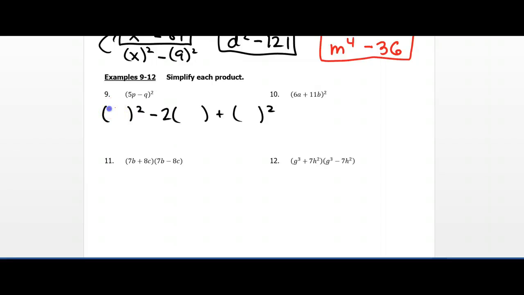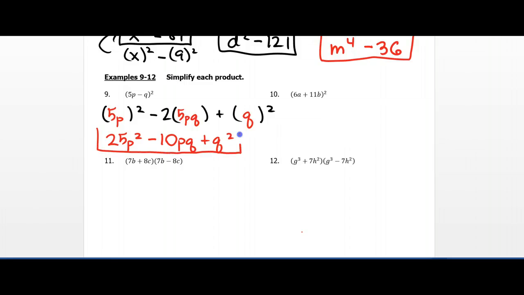So our first term is 5p. 5p times q would just be 5pq. And our second term is q. When we take the first term 5p and we square it, we get 25p squared. Negative 2 times 5pq would be minus 10pq. And then q squared is just q squared. So 5p minus q quantity squared becomes 25p squared minus 10pq plus q squared.